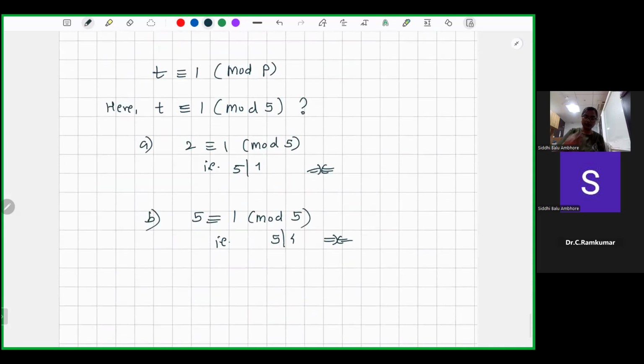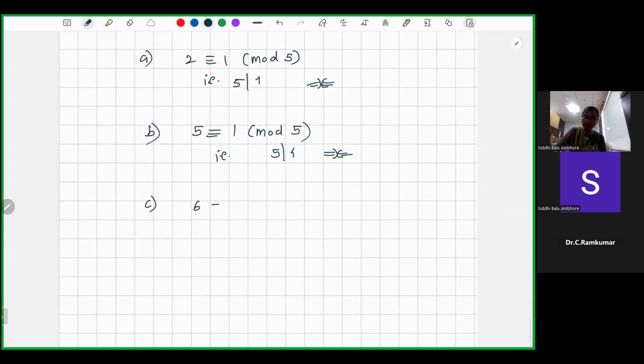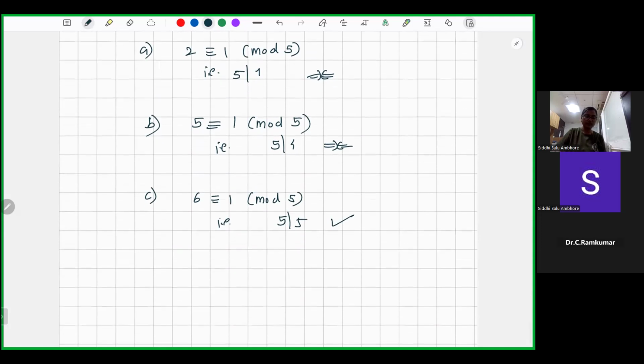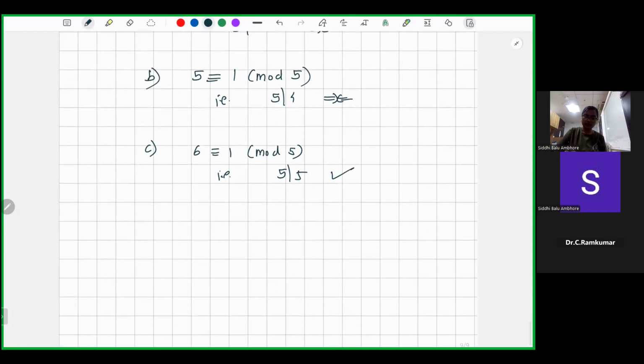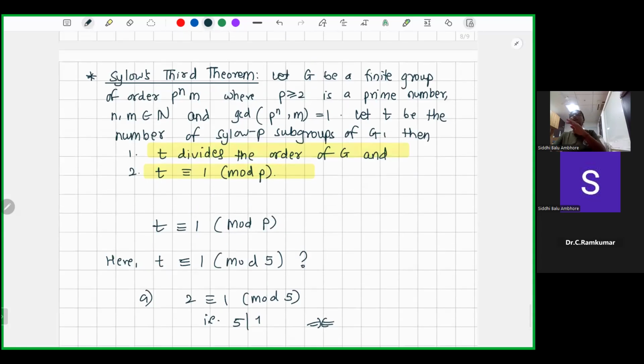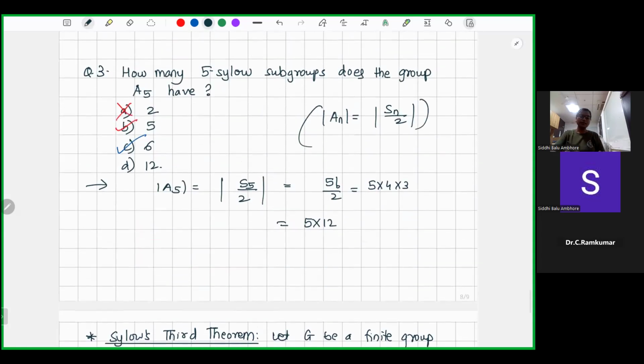Now 6, let us check whether this holds. Is 6 congruent to 1 mod 5? Is this true? 5 divides 5, and this is correct. So this could be the possibility. And D part is whether 12 is congruent to 1 mod 5, that is 11, and anyway we know that 5 doesn't divide 11. So the only possible choice for T here is 6.